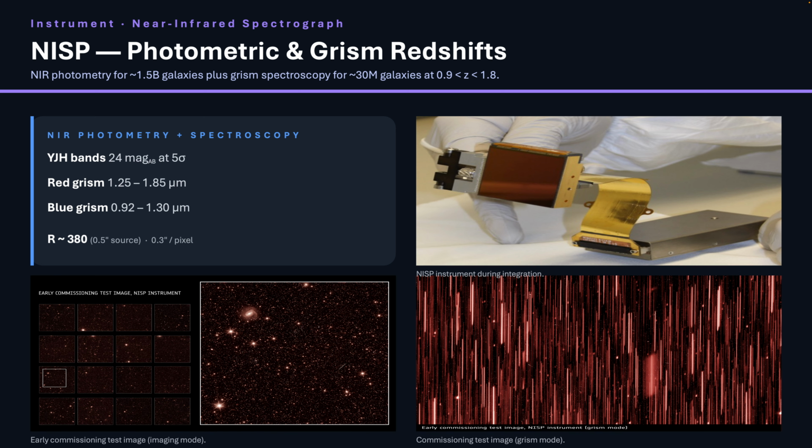NISP enables photometric redshift with the 3 bands, as well as GRISM spectroscopy for about 30 million galaxies, mostly at this redshift where we have prominent H-alpha emission from galaxies. You see an example of the 16 NISP detectors and a zoomed in section here, and you see an example of the GRISM image here, and the NISP instrument during integration here on top.